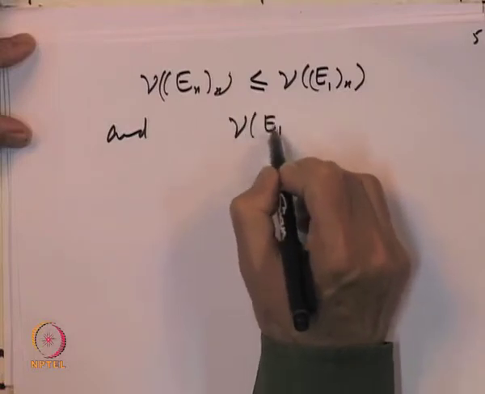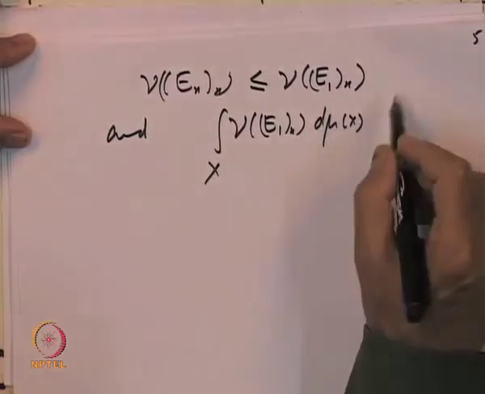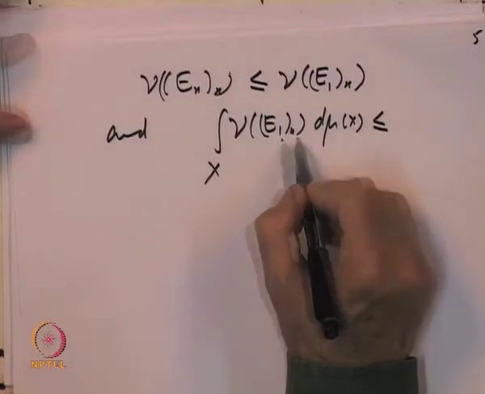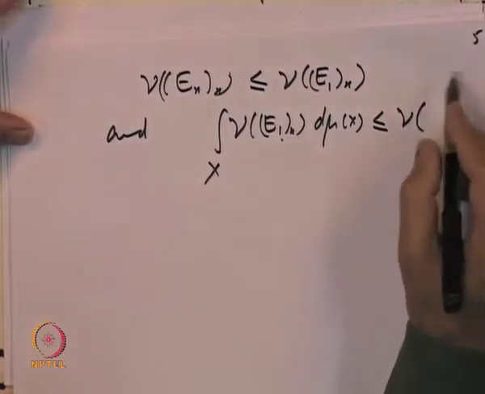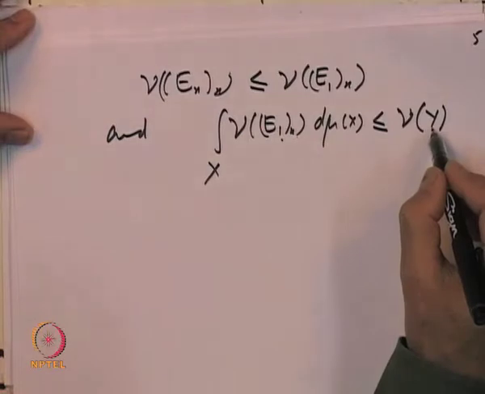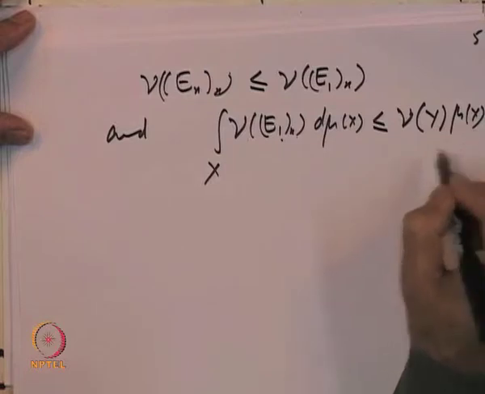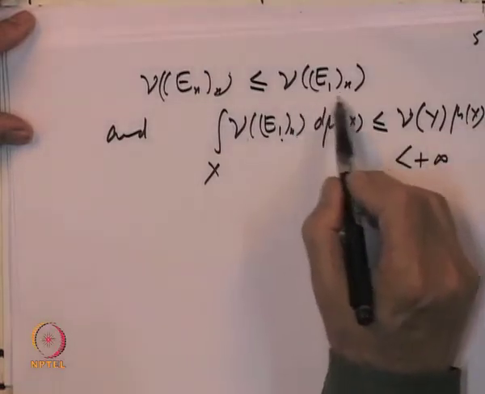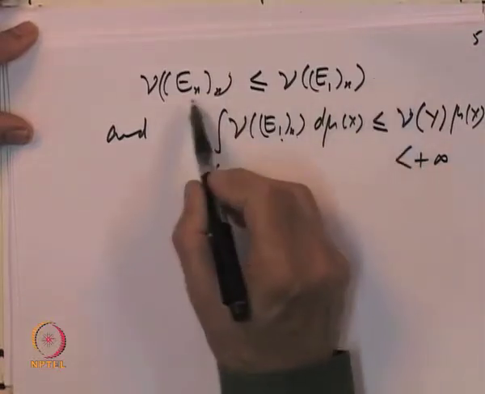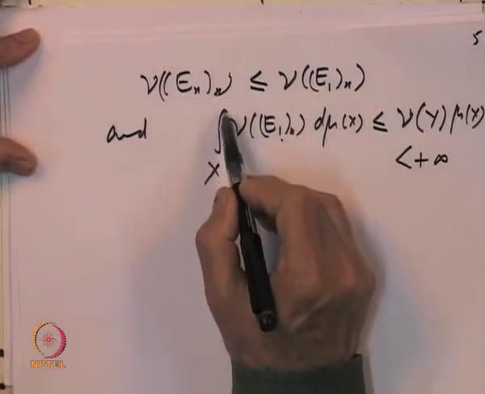The integral over x of nu of the section E_1 x, d mu x, is less than or equal to nu of y, since nu of E_1 x is less than or equal to nu of y, so the integrand is less than nu of y. So, the integral of 1 d mu x is less than mu of x, which is finite. So, nu of E_1 x is an integrable function on the measure space, and each nu of E_n x is less than or equal to it. So, each nu of E_n x is integrable.